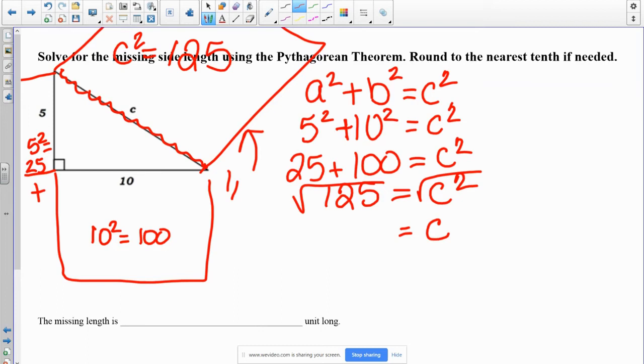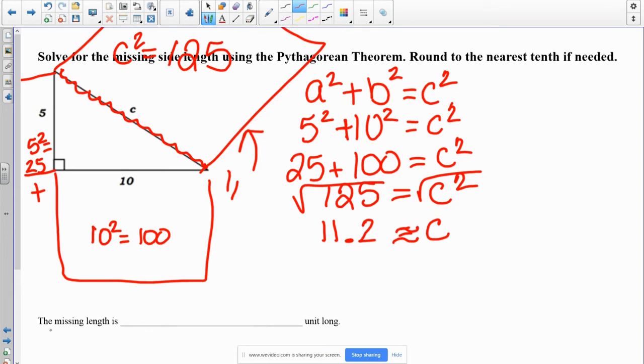The directions say to round to the nearest tenth if needed. This is an irrational number. It goes on and on forever, so we're going to round to the nearest tenth. So we're going to look at 11.2. And I'm going to change this sign to approximately, because it's not exactly equal, it's approximately.